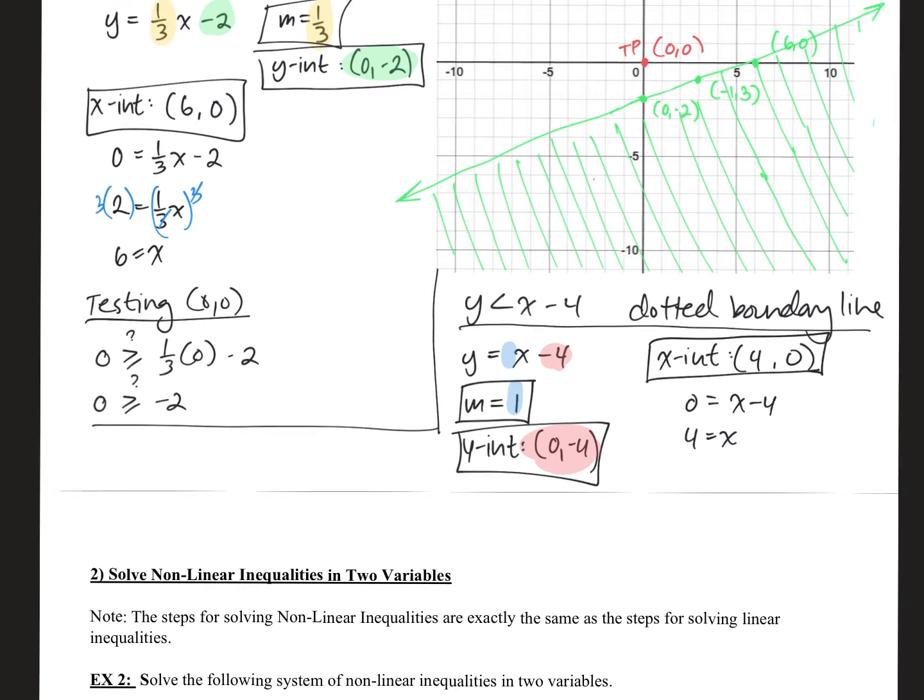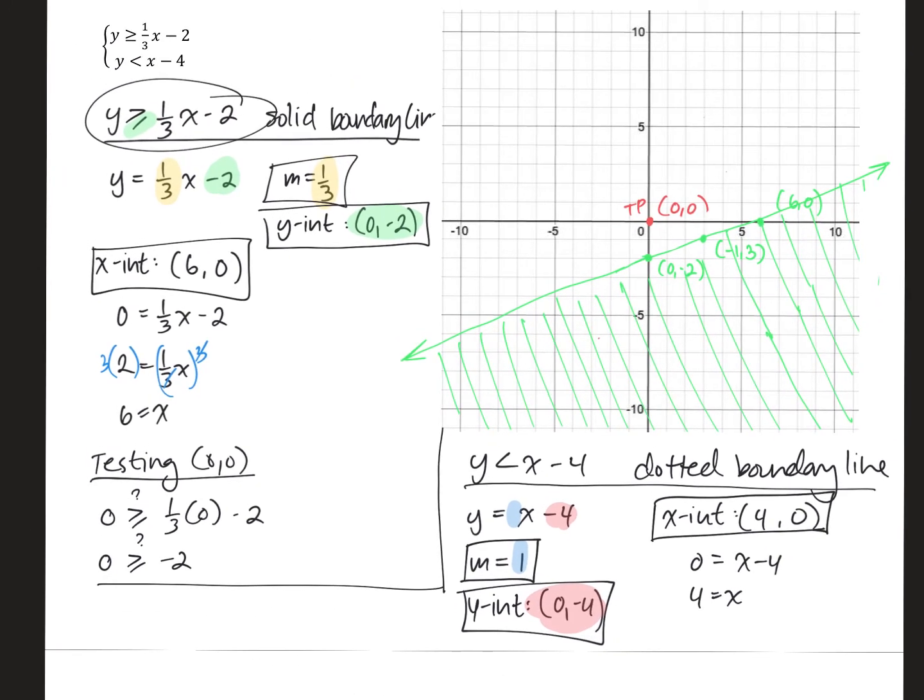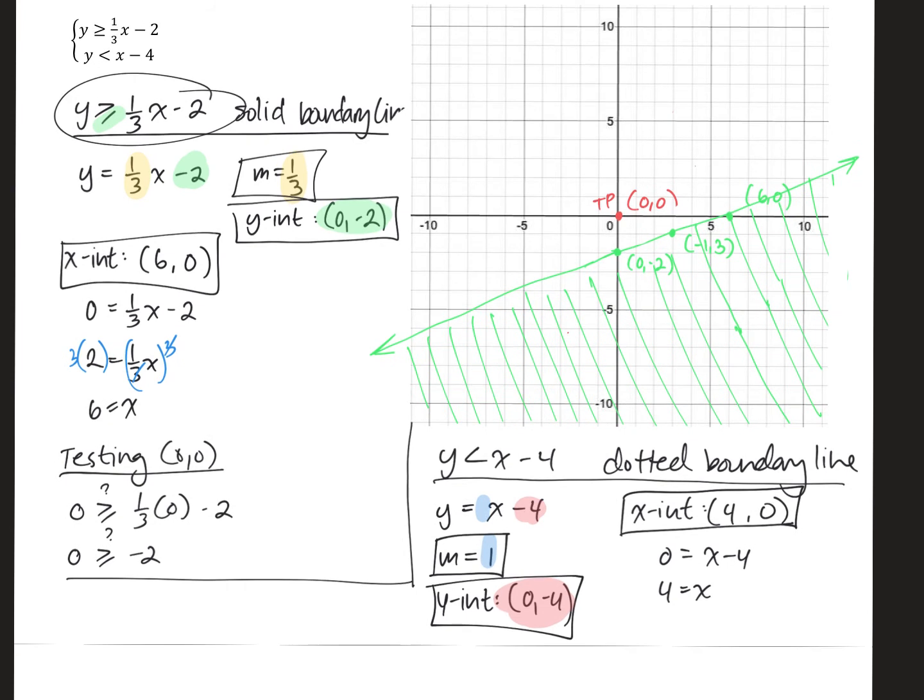Alright, so we now have all the points for our second line. And remember, it's a dotted boundary line. I'm going to go ahead and graph this in blue. So let's say we have the point 4, 0. And then we have y-intercept is 0, -4. And our slope is positive 1. So up 1 over 1, up 1 over 1, up 1 over 1.